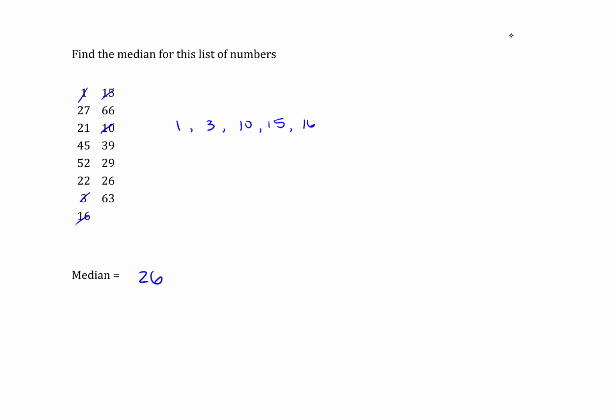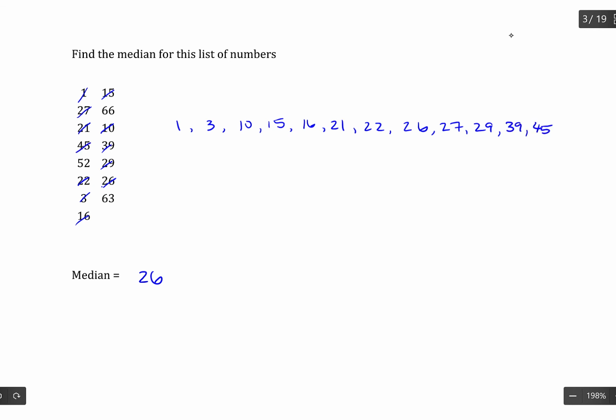and we do have to sort all the data here, so next up would be 21, then 22, and I think 26 is next, then 27, 29, I'd better start writing smaller, and 39, 45, 52, 63, and 66. All right, should have written smaller from the beginning.